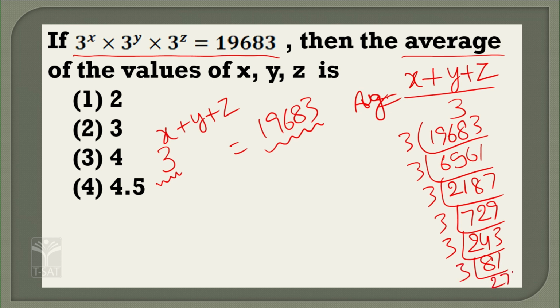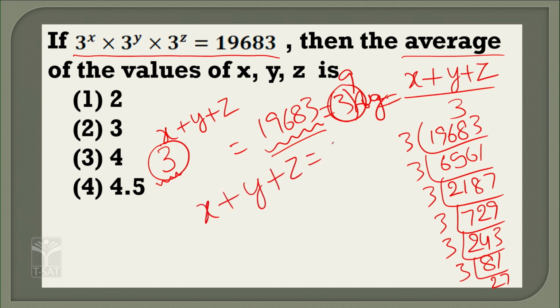So 27 is 3 cube. How many times do you observe 3? Clearly we can observe that it is 3 power 9. ఇక్కడ మనం గమనించుకున్నట్లయితే 19683 అనేది 3 power 9 కి సమానం. Now here clearly you can see that the bases are equal. భూములు సమానం కాబట్టి ఏం చేయాలి? ఘాతాంకాలను సమానం చేసుకోవాలి. అప్పుడు మనకి ఏమొస్తుంది? x plus y plus z is equal to 9.